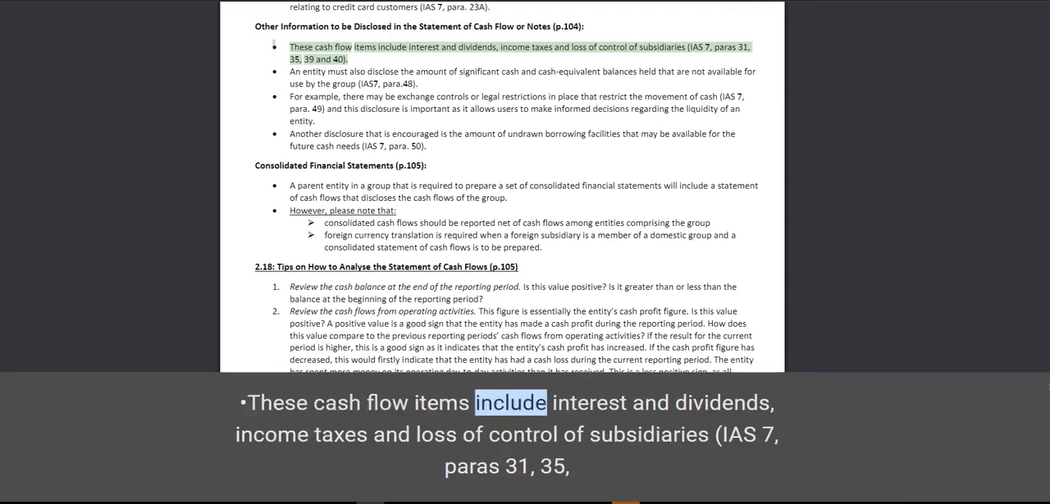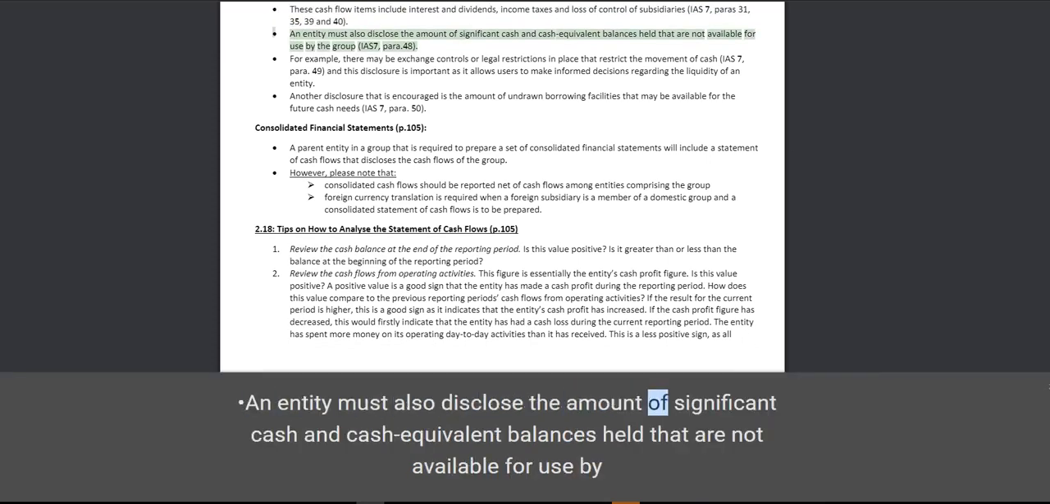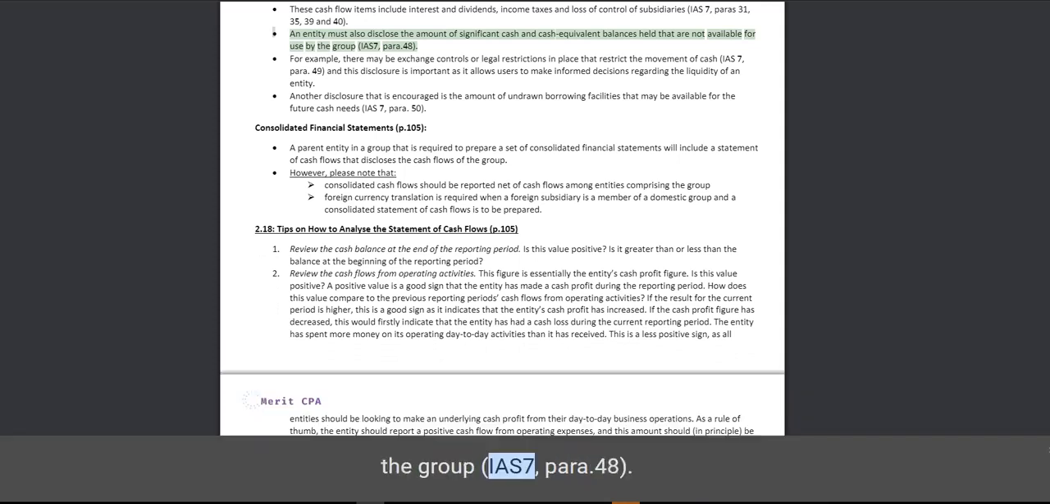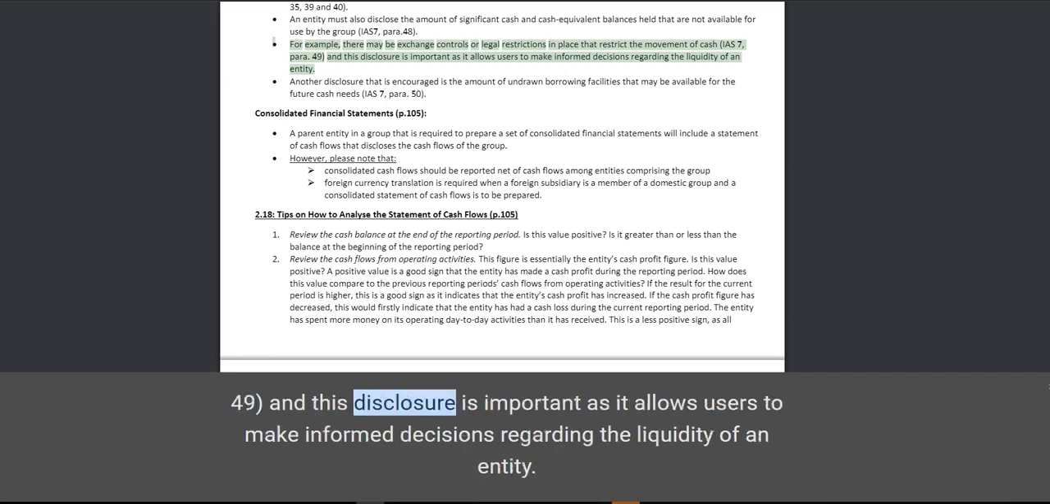These cash flow items include interest and dividends, income taxes and loss of control of subsidiaries. IAS 7, paras 31, 35, 39 and 40. An entity must also disclose the amount of significant cash and cash equivalent balances held that are not available for use by the group. IAS 7, para. 48. For example, there may be exchange controls or legal restrictions in place that restrict the movement of cash. IAS 7, para. 49, and this disclosure is important as it allows users to make informed decisions regarding the liquidity of an entity.